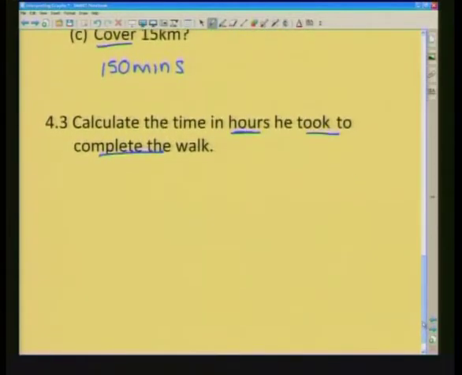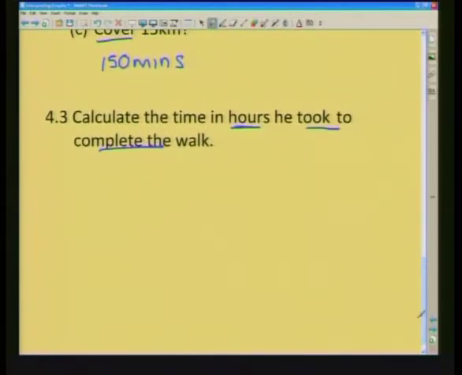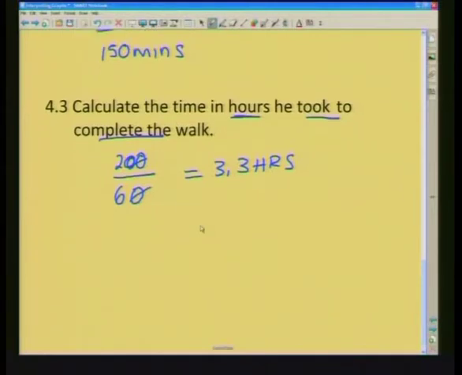If I would like to convert minutes to hours, all I've got to do is divide by 60, because remember, there are 60 minutes in 1 hour. So 200 minutes divided by 60 minutes will tell me how many hours this translates to. And we can cancel the 0. So we get 20 over 6, which would give us an answer of 3,3 hours. So rounded off to the first decimal place, we get an answer of 3,3 hours.